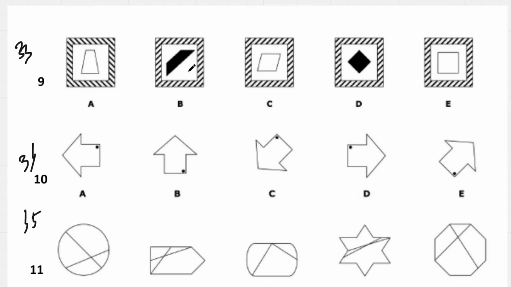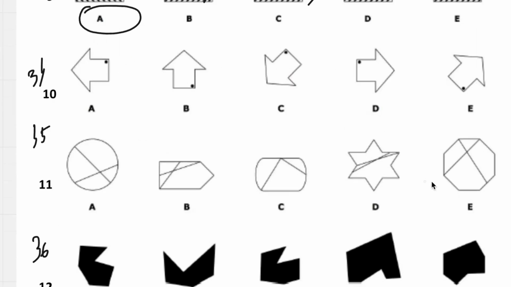Question number 33, we have some hatching on the outside, and they've all got 4 sides. However, these aren't the same on the perimeter. These all go like that. However, A is going like this in the border.